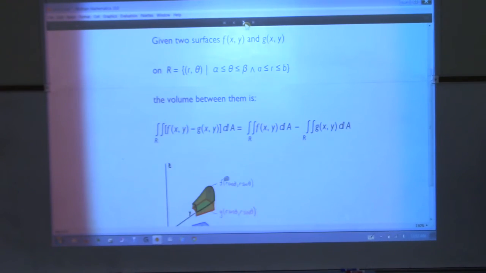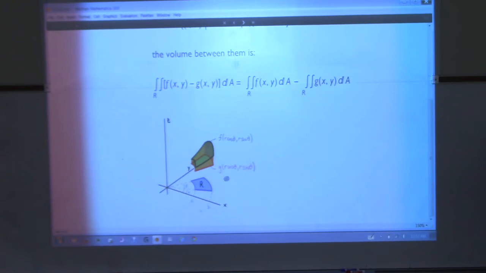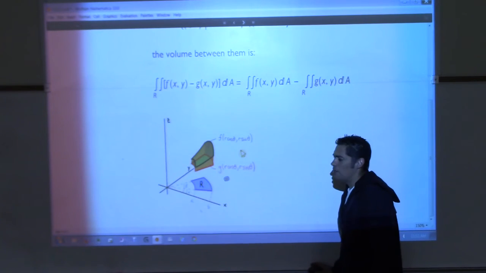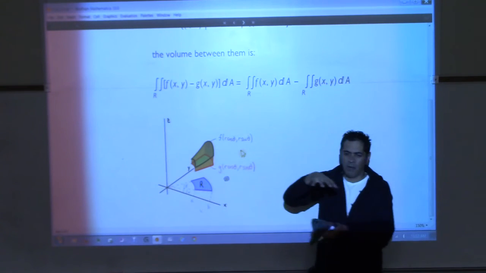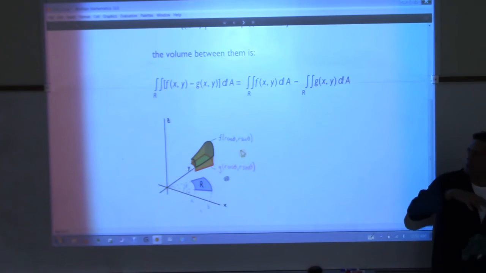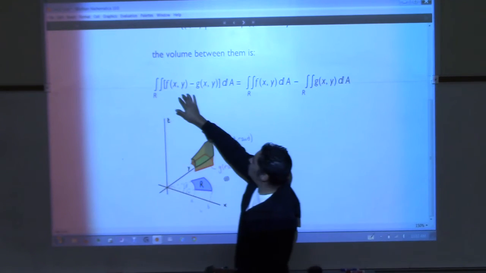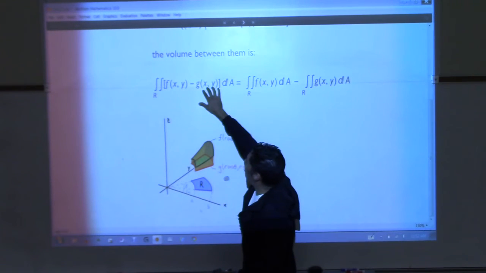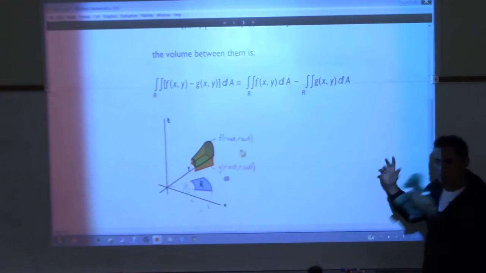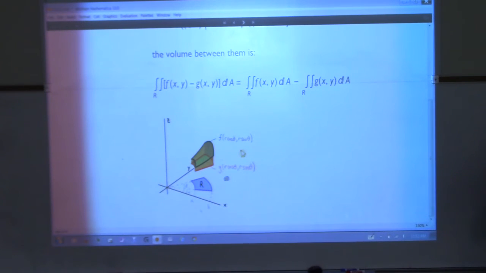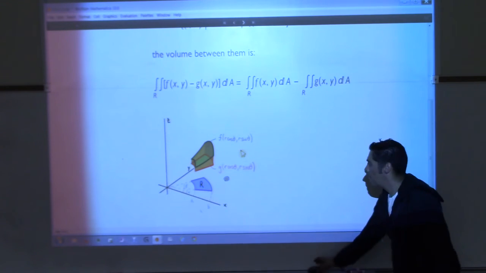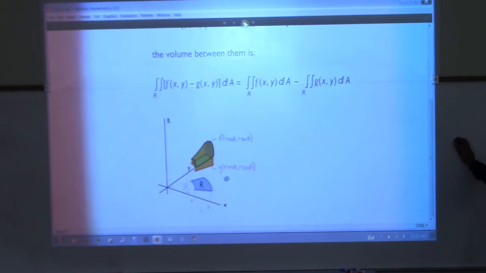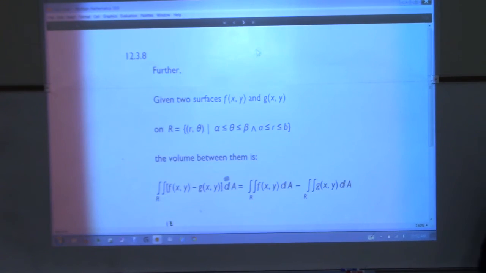All right, this next one is just saying that if you have a region on the ground and you have two surfaces and you want to find the volume between them, it's the same thing we did before. You take the surface that's on top minus the surface that's on bottom. You still convert it over to polar regions, but you subtract the two integrals. So that's nothing new. It's just our region on the bottom looks different. That's all.